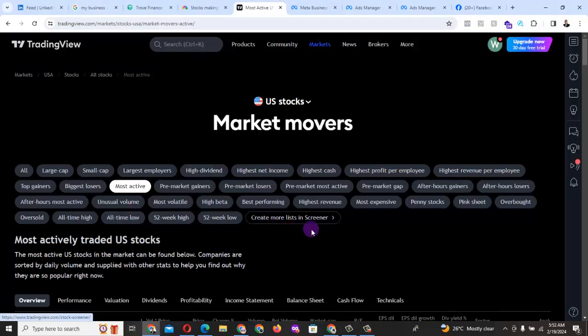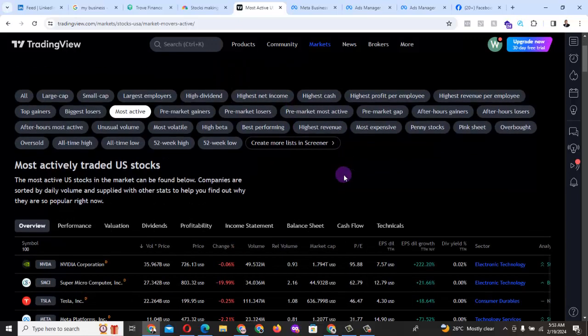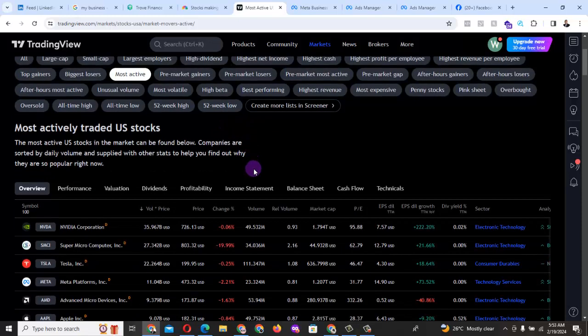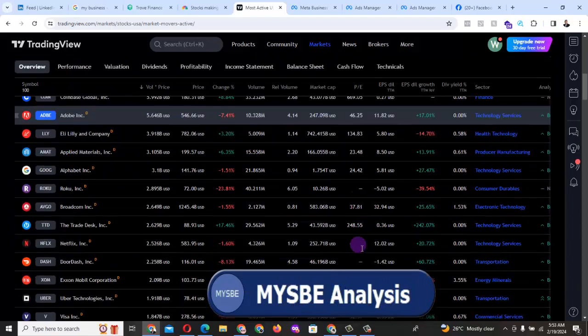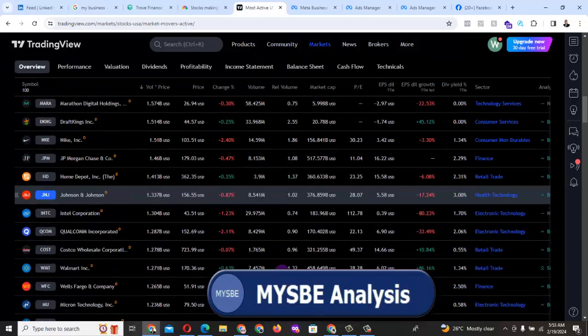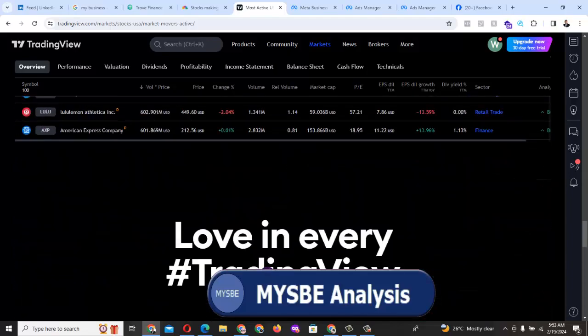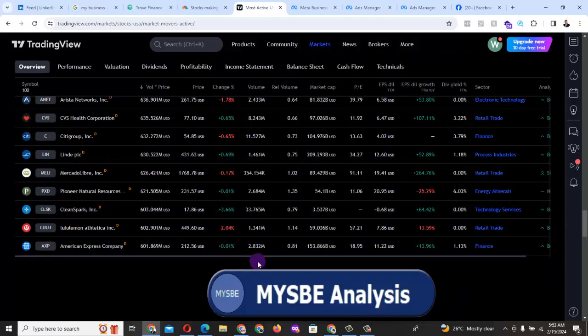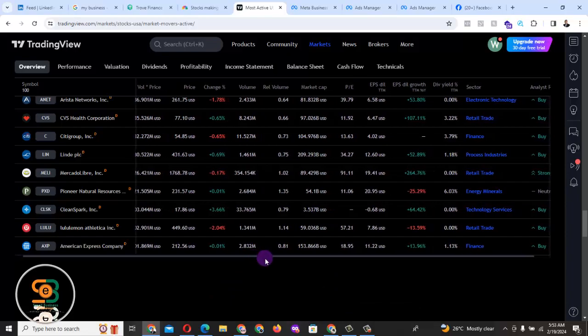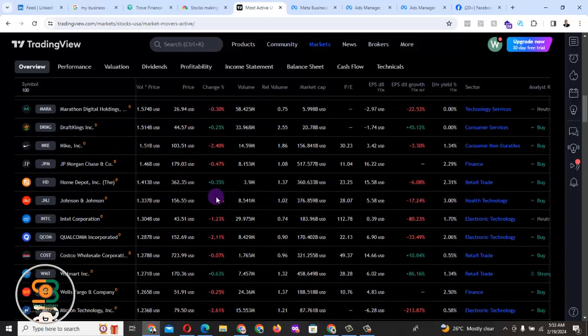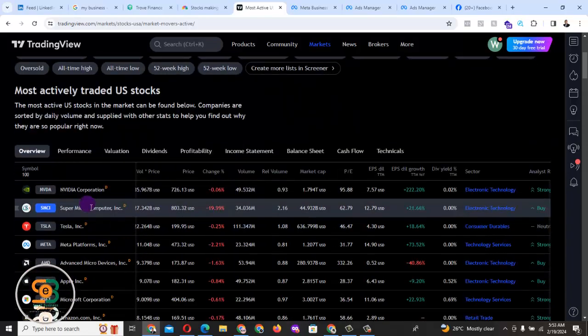What I normally do is analyze a lot of stocks using this particular platform to check the most active stocks in the market and their analysis. There are a lot of active stocks in the market that you can always check and buy. So what I will do is check. Okay, first on my list here is Nvidia.